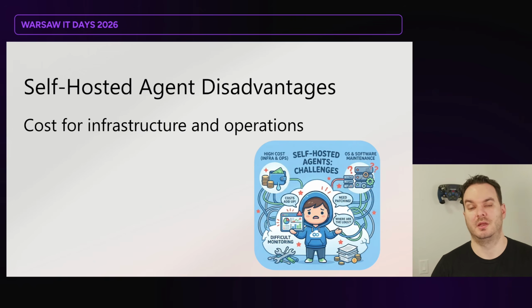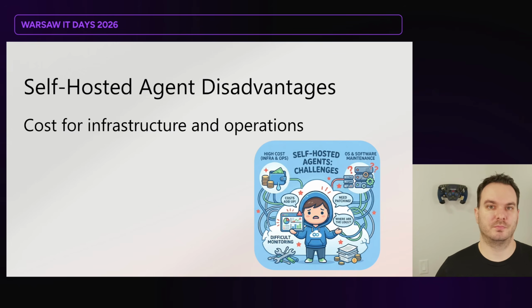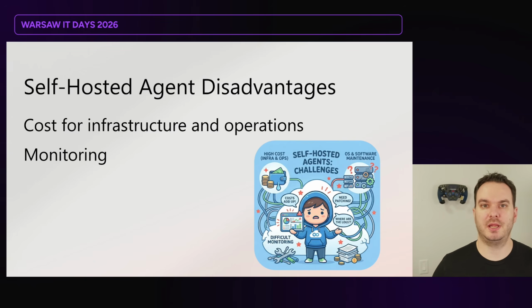And this already leads to the disadvantages. So I have to pay for the infrastructure. So if I use a really big VM, I have to pay for the VM. And I also have to pay for my team who's operating these VMs. This means I have to have some monitoring in place. So if my VM doesn't work anymore, I want to be notified.